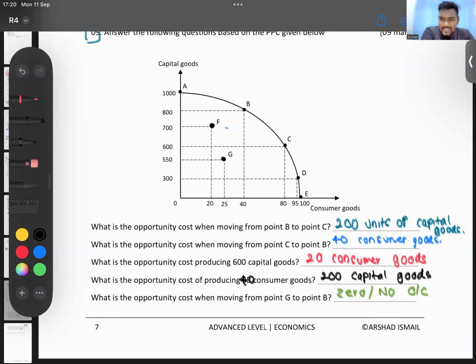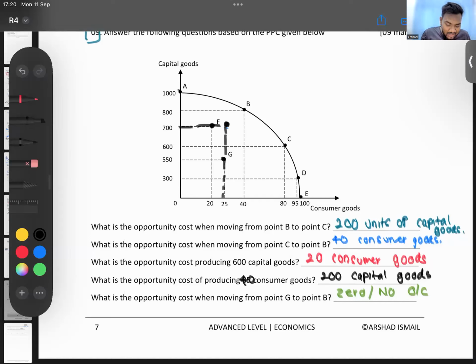Okay, think, guys. While producing 25 consumer goods, is there a way to get 1,000 capital goods? Along with 25 consumer goods, can we also get 1,000 capital goods? Earlier there was a way, right? When we went from G to F, while producing 25 consumer goods, we could also get 700 capital goods. So there was no opportunity cost.